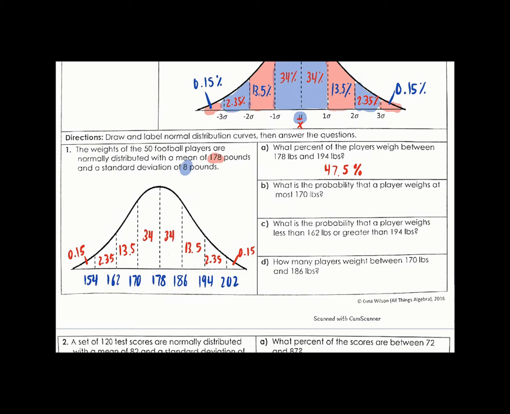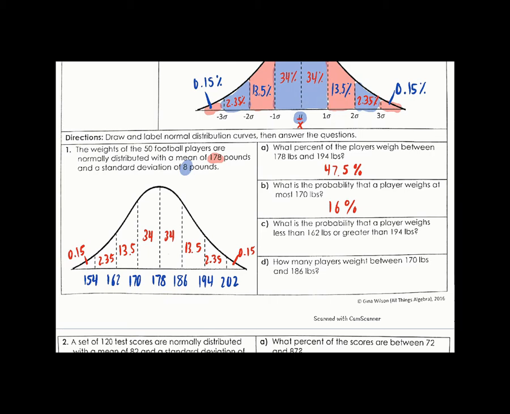What is the probability that a player weighs at most 170? What does at most mean? At most means 170 is the highest amount, right? So we want to look at 170 and below. So if I look at 170 and below, that includes all of these 3 categories over here. So add them up. What's 13.5 plus 2.35 plus 0.15? Add those up, and you get 16%. 16% live out there and have a weight at most of 170.